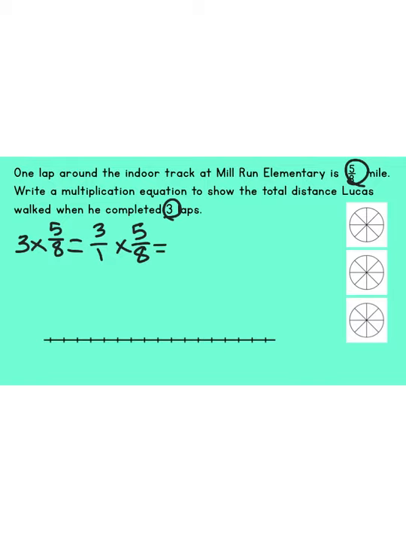Okay, so 3 times 5, I know, is 15, and 1 times 8 is 8. I wouldn't say, oh, Lucas walked 15/8 of a mile. I would want to change that to a mixed number.